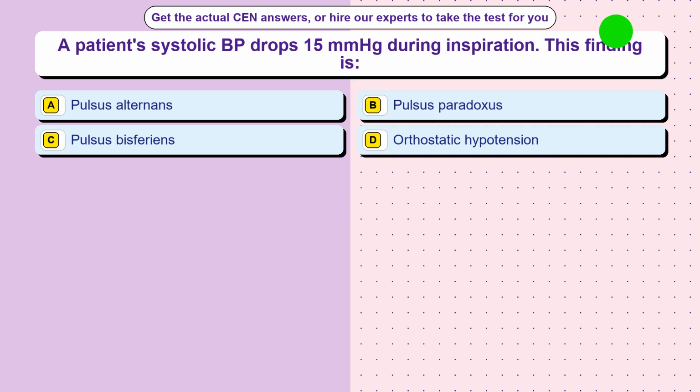Question 25. A patient's systolic BP drops 15 mmHg during inspiration. This finding is: Option A, pulsus alternans. Option B, pulsus paradoxus. Option C, pulsus bisferens. Option D, orthostatic hypotension.